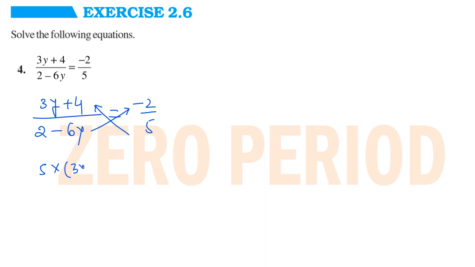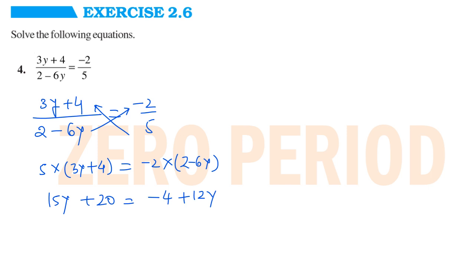5 multiplied by 3y plus 4 and minus 2 multiplied by 2 minus 6y. 5 threes are 15y, 5 fours are 20, minus 2 into 2 is minus 4, minus 2 into minus 6y will be 12y, in positive term. Then 15y minus 12y is equal to minus 4 minus 20. 15 minus 12 is 3y and this will be minus 24.